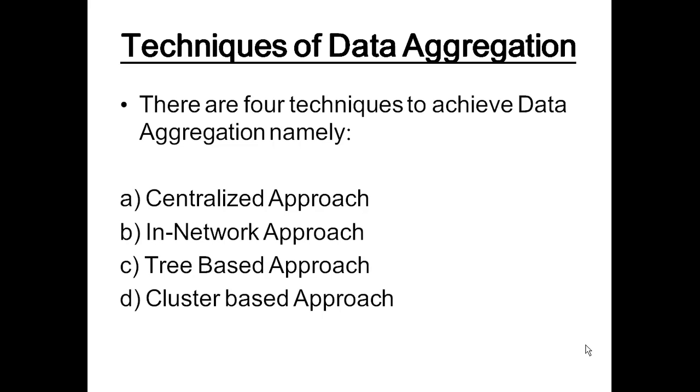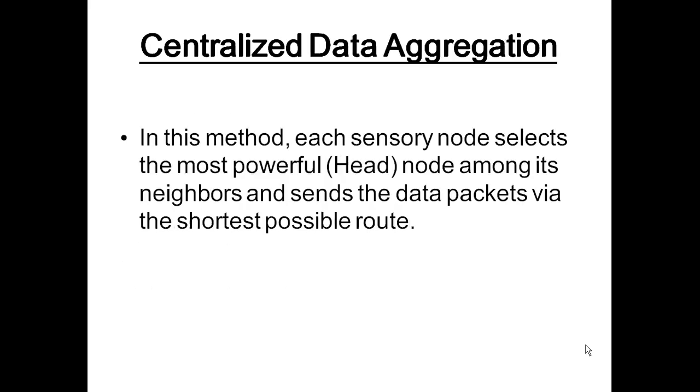The first is the centralized approach, the second is the in-network approach, the third is the tree-based approach, and the fourth is the cluster-based approach. In the centralized data aggregation approach, each sensor node selects the most powerful node among its neighbors and sends the data packets via the shortest possible route.